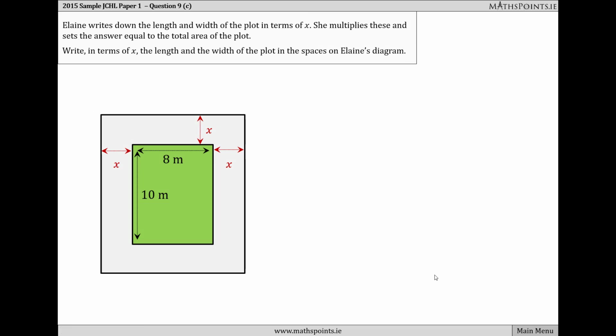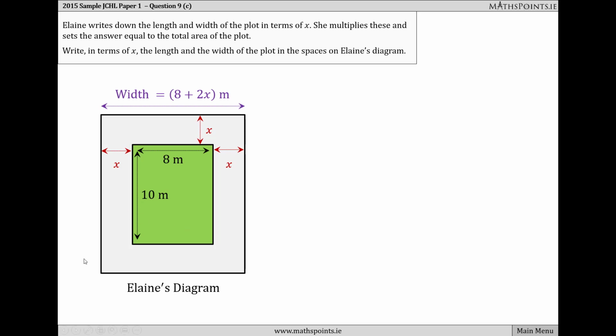In part C, we're going to take a look at how Elaine broke down the problem. So Elaine went to write the length and the width of the plot in terms of x. So starting with the same diagram, if we take it that the width of the plot is the 8 meters of the garden plus the 2 x's that represent the width of the path, we can say that an expression in x for the width of the plot is 8 plus 2x.